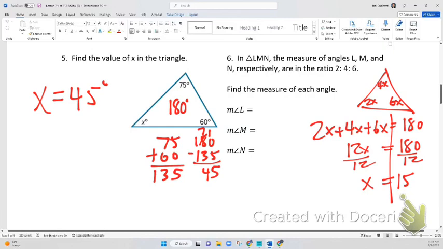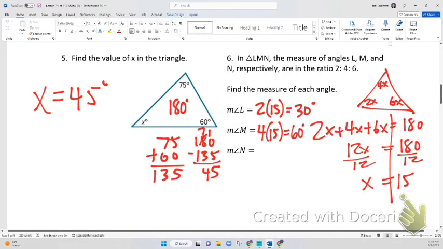They want to know, well, what is the measurement for angle L, angle M, and angle N? So for L, we need to do 2 times x. Well, we just found out that x is 15, so 2 times 15 gives you 30 degrees. That's your answer for the first one. For angle M, you need to do 4 times x, also known as 4 times 15. This would give you 60 degrees.